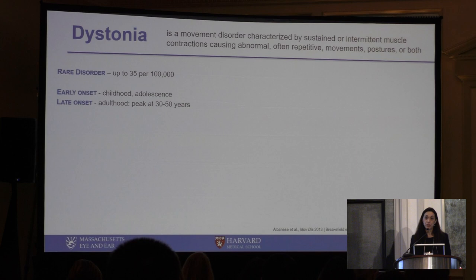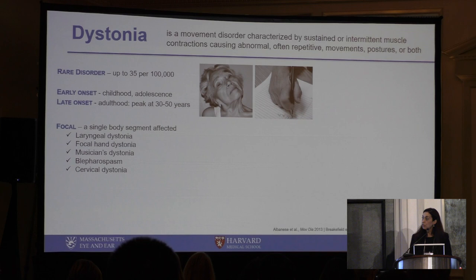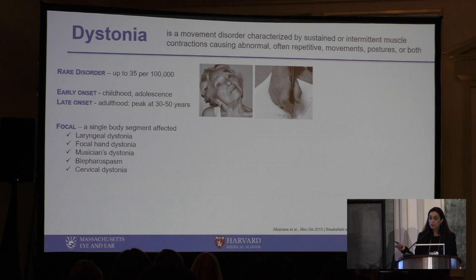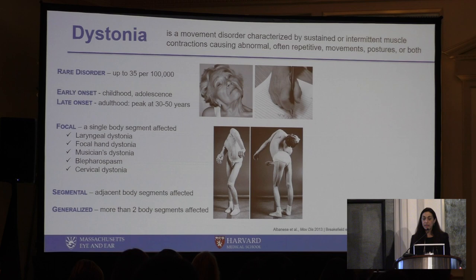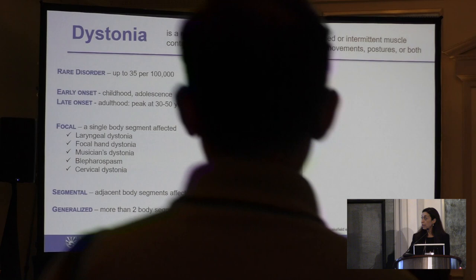The most common form of dystonia is so-called focal dystonia, when it affects a single body segment. In our case, that would be laryngeal dystonia that we'll talk extensively about. But there are also other forms that affect single body regions, such as cervical dystonia or writer's cramp that you see on these photos. There are also segmental forms of dystonia that affect adjacent body regions, and the most severe is generalized, where it starts usually in childhood and spreads from legs up to the trunk and involves also larynx and facial muscles.